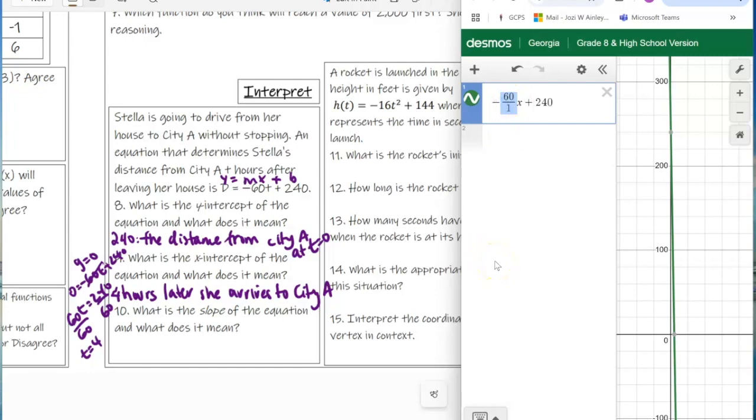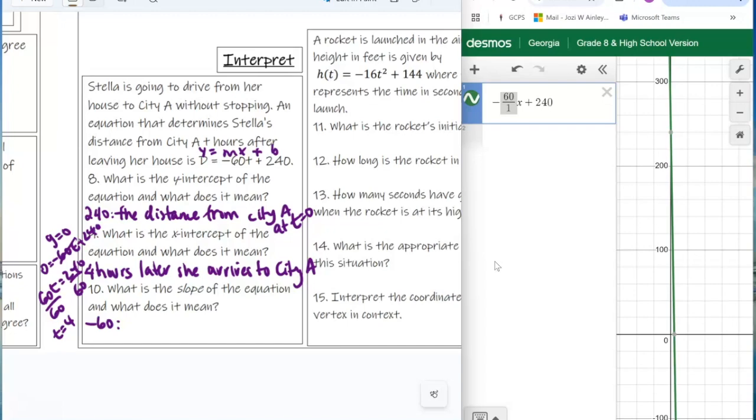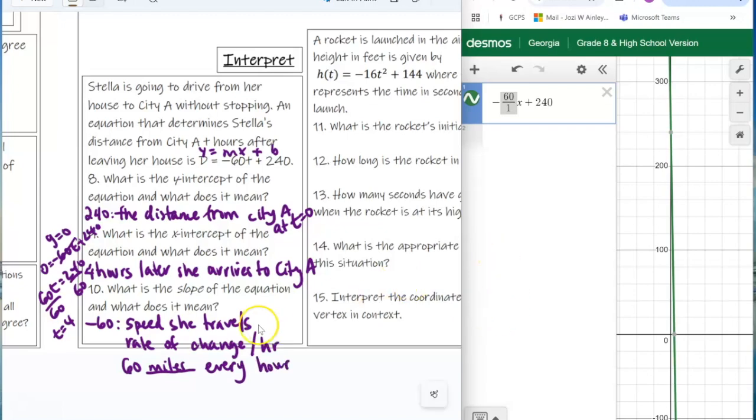So it's her speed. So what is the slope of the equation? Her slope is negative 60. And what does that mean? It depends on what options it gives you, if it's multiple choice. This could be the speed she travels, the rate of change per hour, or we could just say she goes 60. And again, I don't know what the units are. Let me say miles. She goes 60 miles every hour, just something along those lines. So there are different ways in which you could say it, but it's basically how she's getting closer and closer and closer to city A.